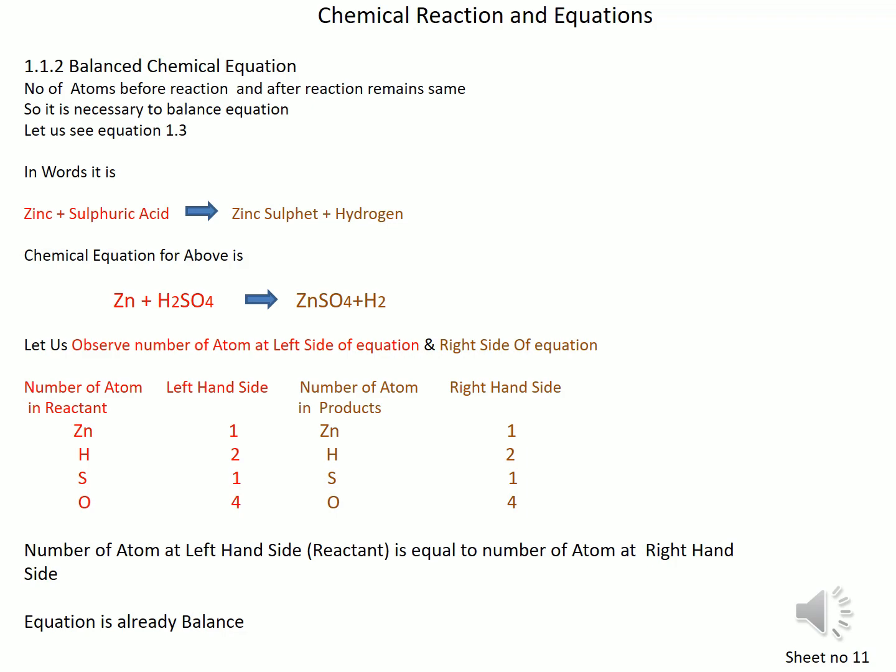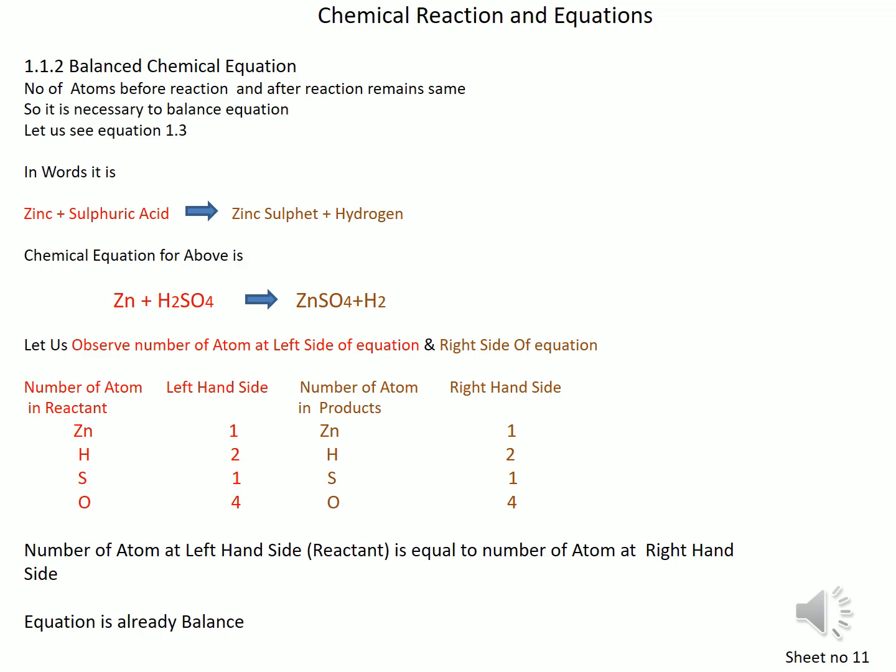Now let us see the right side. On the right side we are having Zn, 1 atom. Okay, gray color. Observe this carefully. Then H, that is hydrogen. We are having H2, that means 2 atoms of hydrogen. Then the third one is S, that is sulfur, that also is one, and oxygen O4, that means 4 atoms of oxygen we have on the right side.